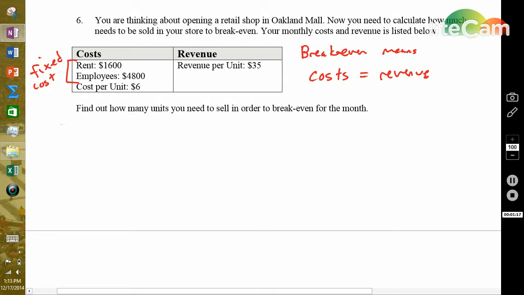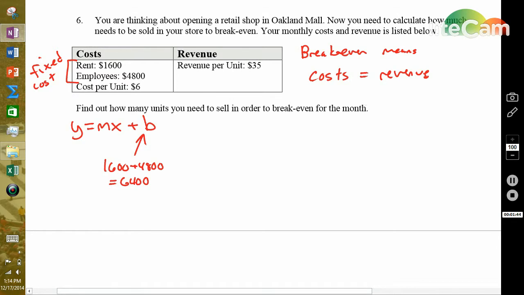So, when you're writing an equation in slope-intercept form, your b is your initial cost, whatever you have to pay no matter how many units you make. So if you make 0 units, what do you have to pay? In this case, it's going to be 1,600 plus 4,800, which is equal to 6,400. So that is the amount you have to pay no matter how many units you actually make.